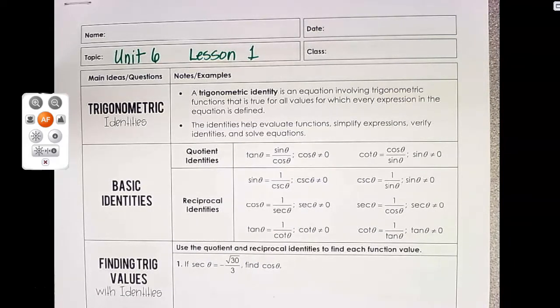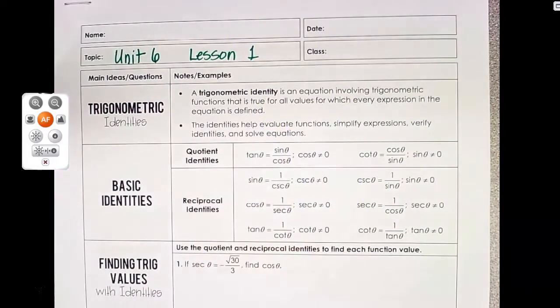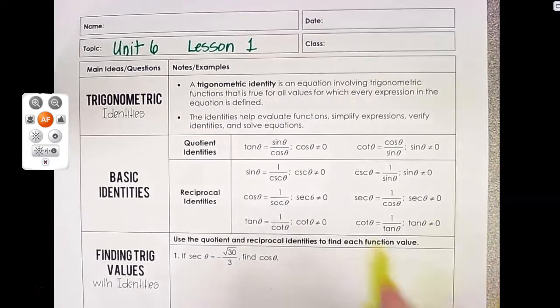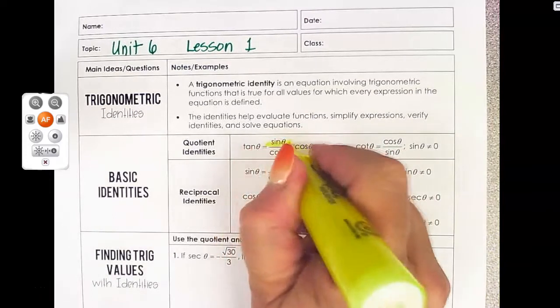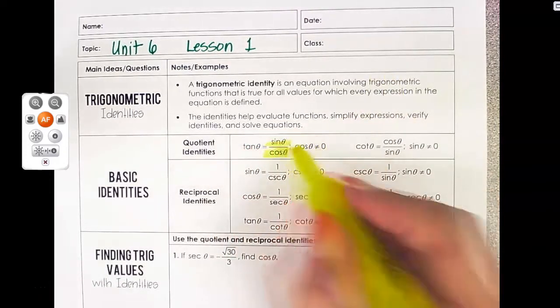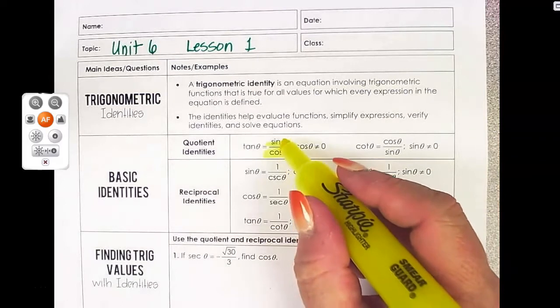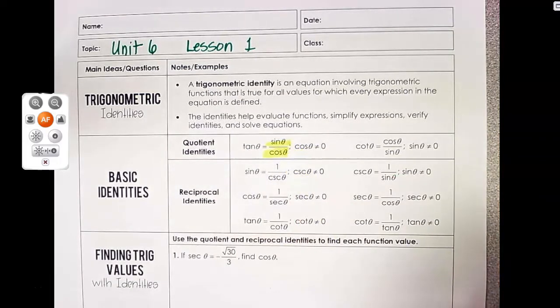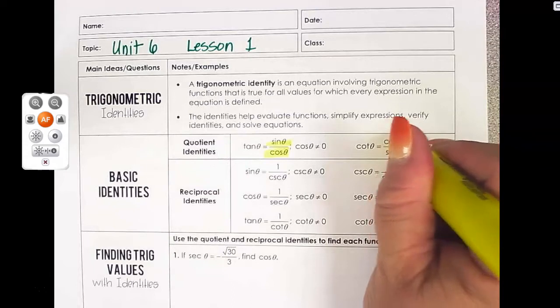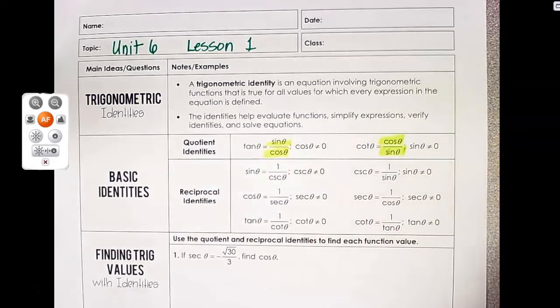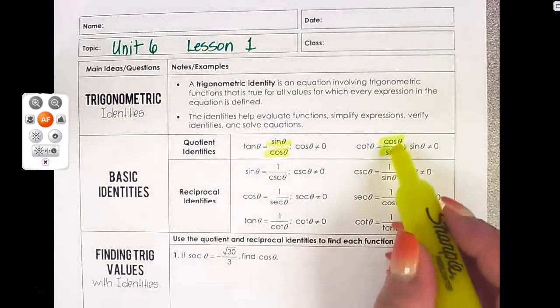So the identities that we're working with today, some are ones that we're familiar with and some are going to be brand new. So we're going to be working with the quotient identities. Even though we talked about tangent being equal to y over x, we want to formalize that definition. Tangent of theta is always equal to sine theta over cosine theta. And then since cotangent is the reciprocal of tangent, if we flip those around, the cotangent is going to be equal to cosine over sine.